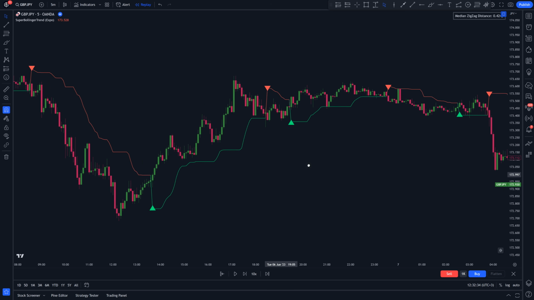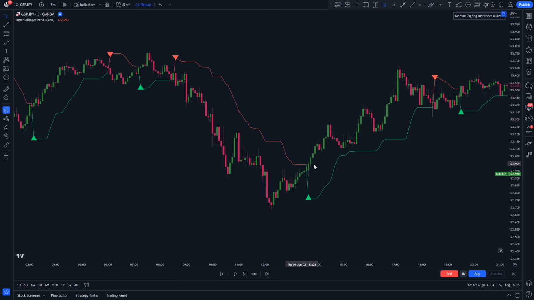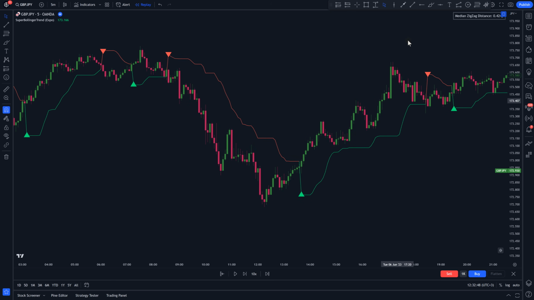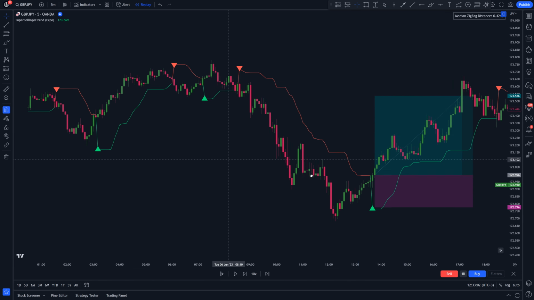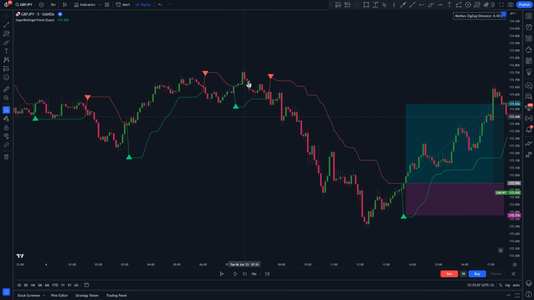Every time the price breaks and closes above the trend line, it changes color from red to green to indicate a bullish trend, and a green upward arrow is printed, which is a signal to buy. Conversely, every time the price breaks and closes below the trend line, it changes color from green to red to indicate a bearish trend, and a red downward arrow is printed, which is a signal to sell.